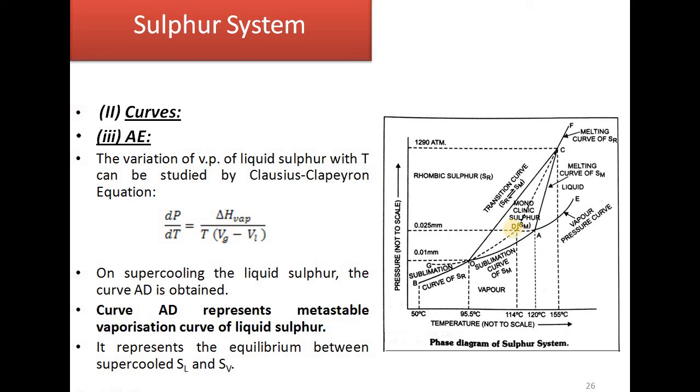Now on supercooling the liquid sulfur, the curve AD is obtained. We are cooling the liquid sulfur quickly. On supercooling, what will happen? The curve AD is obtained. Without getting the normal curve, we are getting this curve. So we are getting a metastable state, curve AD, representing the metastable vaporization curve of liquid sulfur. It will represent the equilibrium between supercooled liquid sulfur and the vapor sulfur.